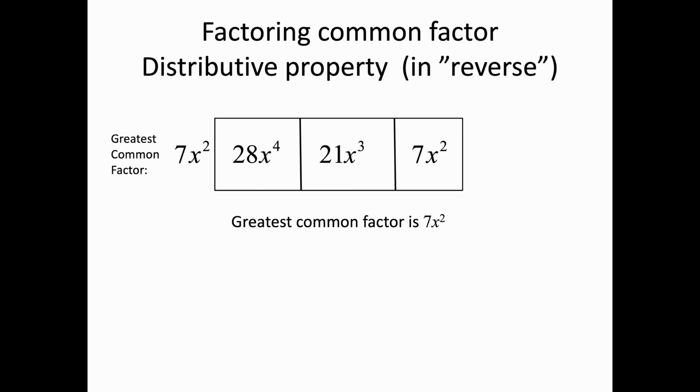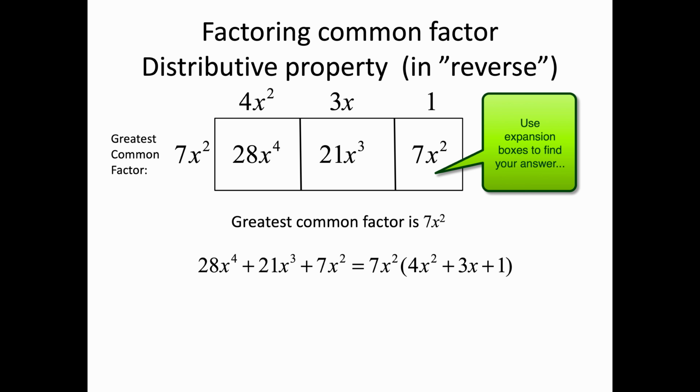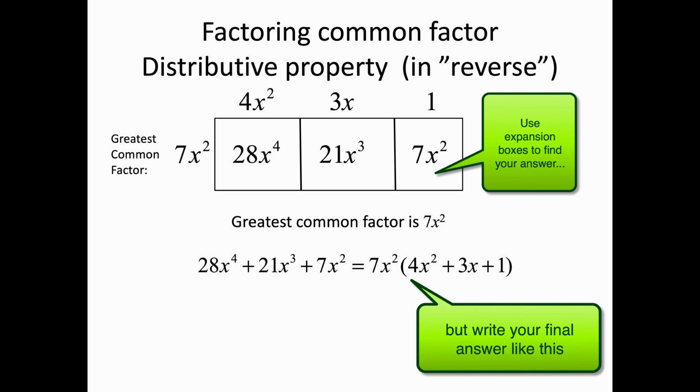7x squared times 4x squared is 28x to the fourth. 7x squared times 3x is 21x cubed. And 7x squared times 1 is 7x squared. So if you were asked to factor 28x to the fourth plus 21x to the third plus 7x squared, you would write 7x squared times 4x squared plus 3x plus 1.